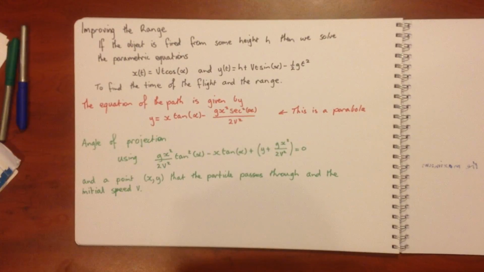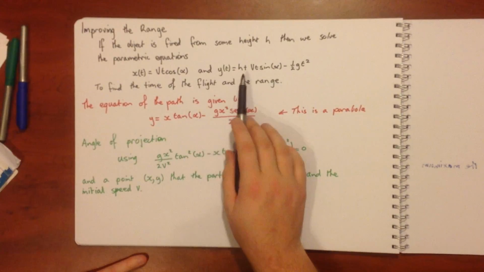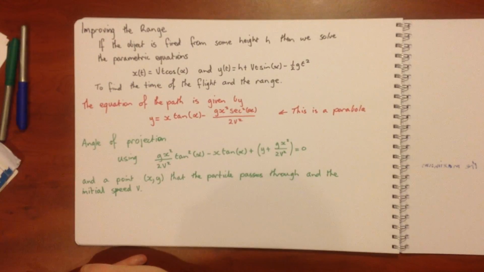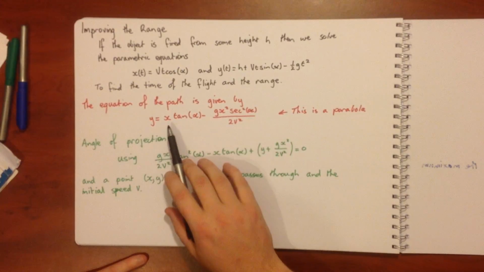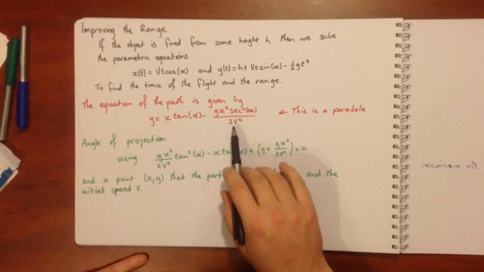We've got a bit of a section on improving the range. If the object is fired from some height h, then we can solve the parametric equations x of t equals v t cos alpha and y of t equals h plus v t sine alpha minus a half g t squared to find the time of flight and the range. So the equation of the path is given by y equals x tan alpha minus g x squared sec squared alpha on 2v squared.